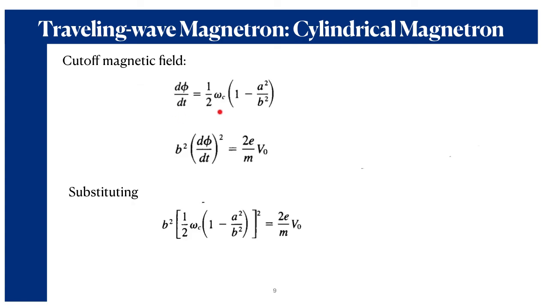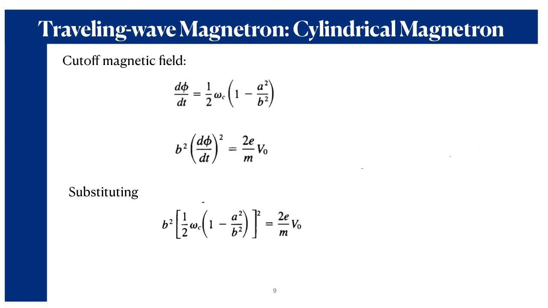So this is the first equation that relates d phi dt with omega c, and omega c includes the electron charge-to-mass ratio and the applied magnetic field. And this is the second equation that I have obtained by replacing r equals b, and that directly relates the applied potential v naught with d phi dt. So now from these two expressions, if you substitute d phi dt, you can get this expression finally over here.